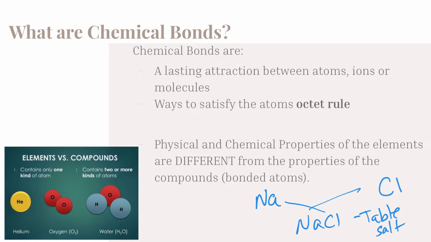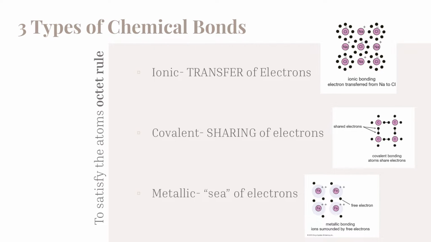There are three types of chemical bonds. Ionic bonds, they transfer electrons. Covalent bonds share electrons. And metallic bonds are a sea of electrons.